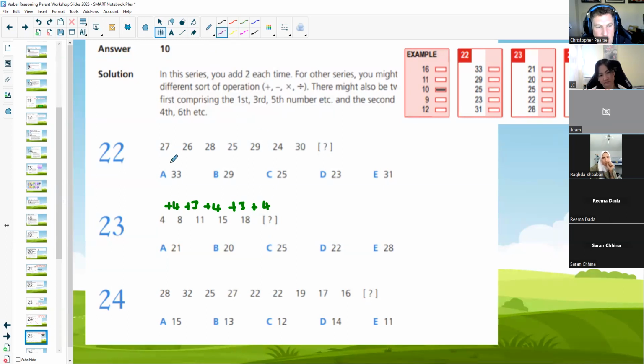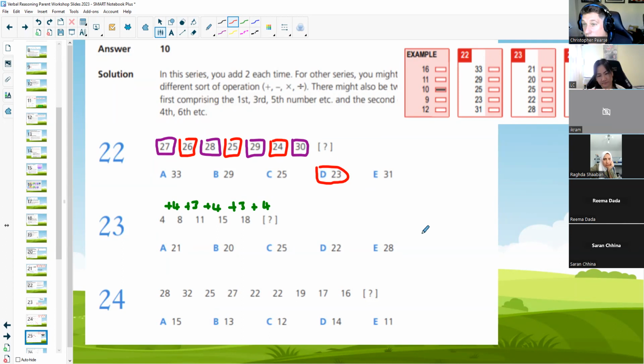This one here, the first one, or 22 here, is another alternate sequence. So we are missing a number as we're going along. That one is, excuse me, subtracting 1. So of course we get 23 as our answer.